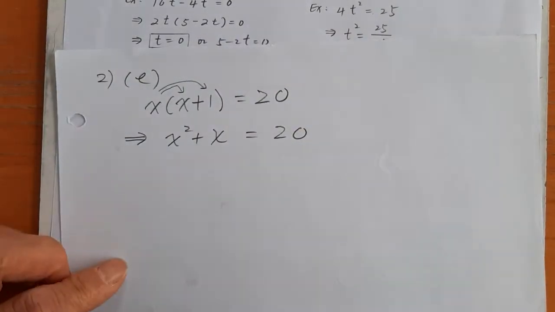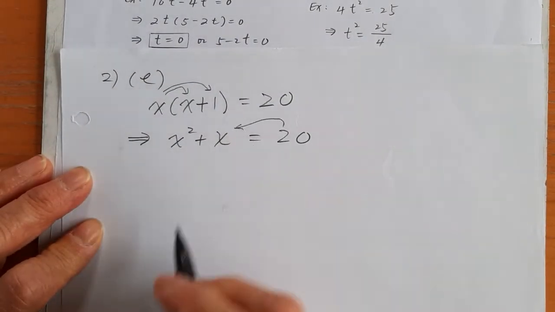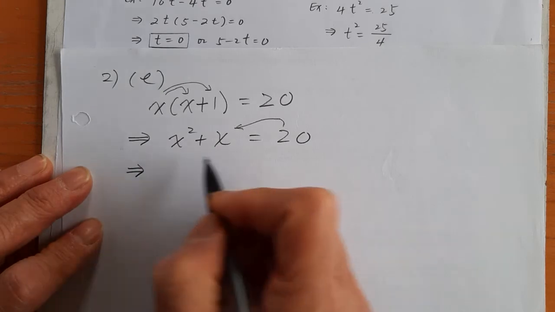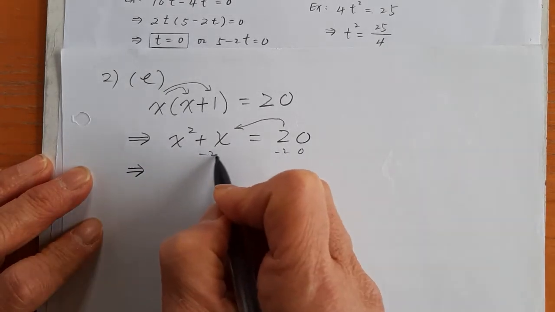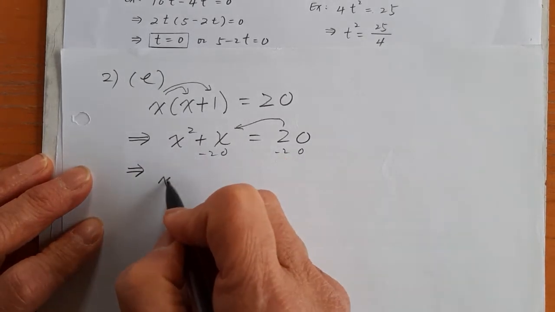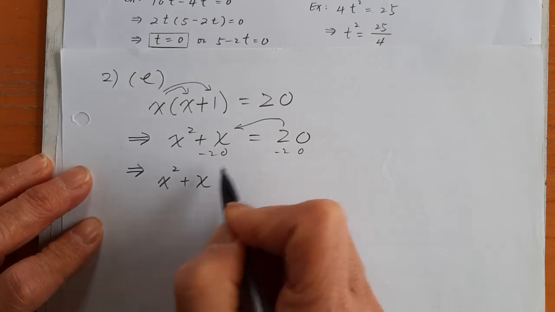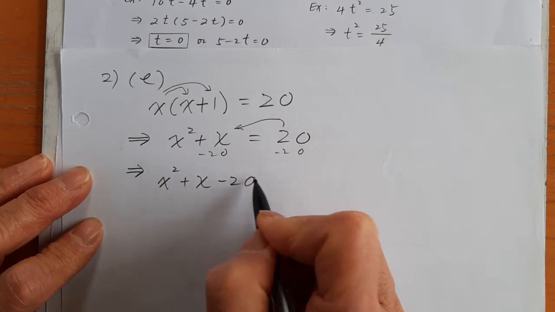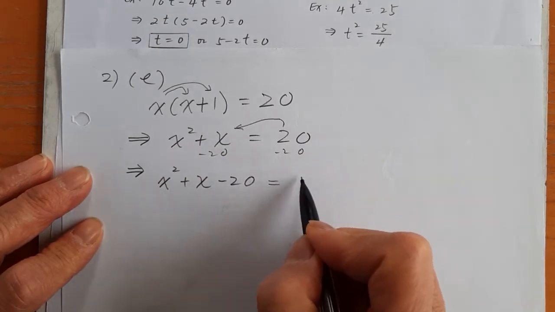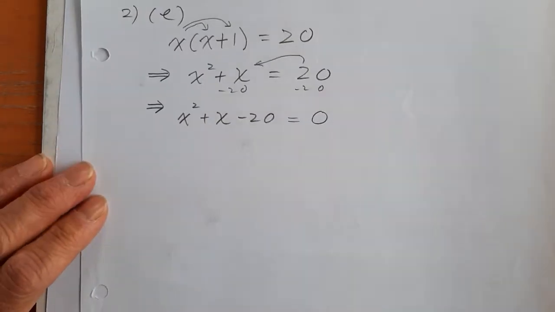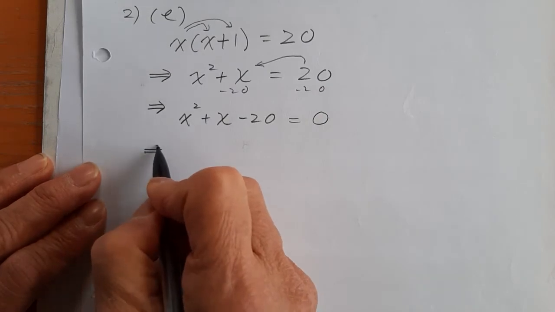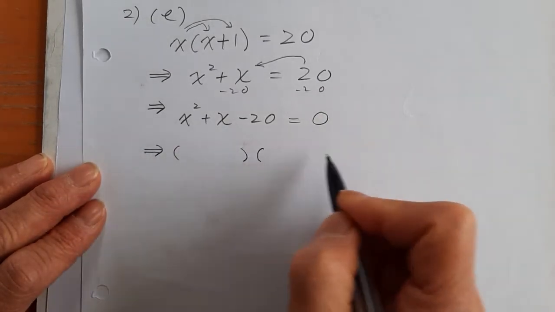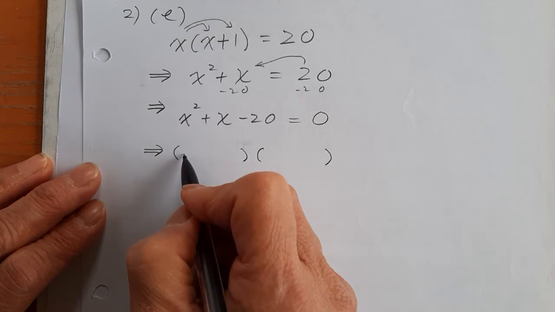So we have to move this term to the left side: minus 20 on both sides, or move it to the left and change the sign. Positive 20 moved to the left changes to minus 20. The right side is 0. And factor this. Here, x squared, you can put x.